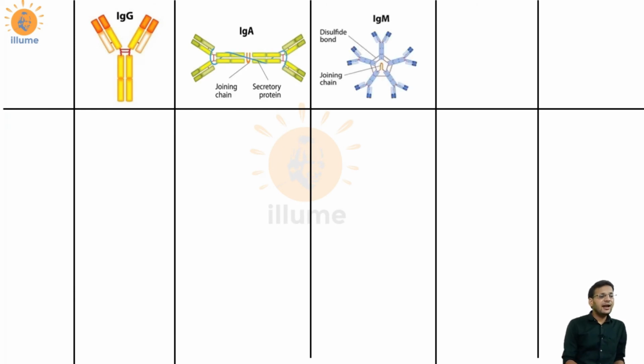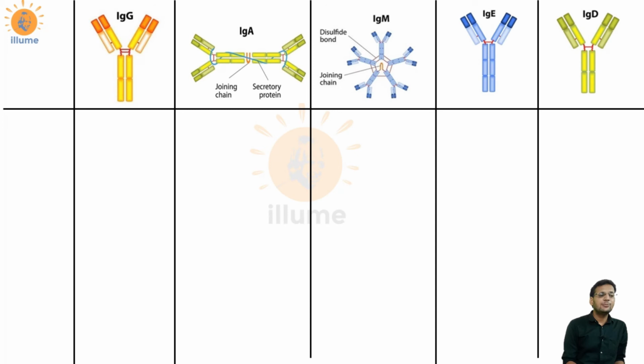So let's move ahead and compare 5 different types of immunoglobulins. The mnemonic is GAMED: IgG, IgA, IgM, IgE, and IgD. Let's first look at the structure. IgG, IgE, and IgD, all of these have the same Y-shaped molecule.